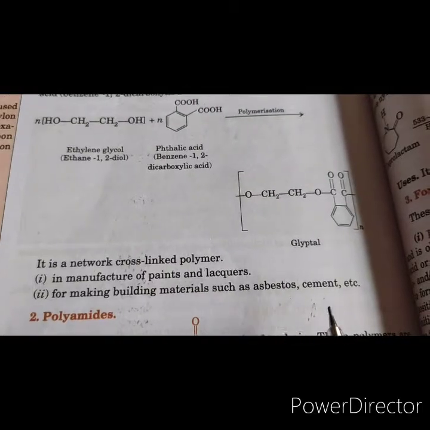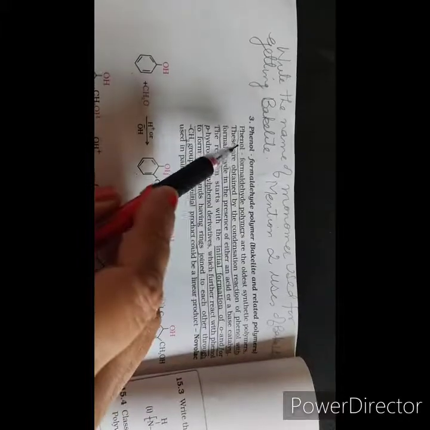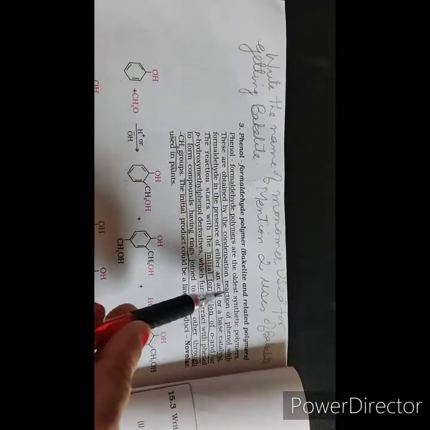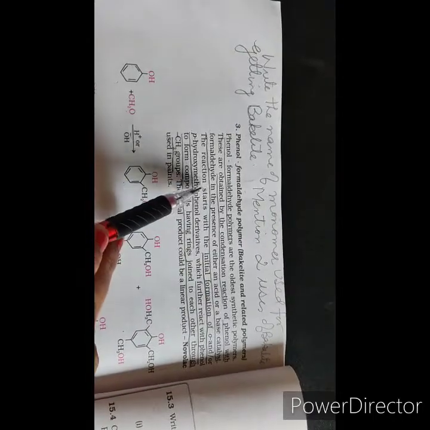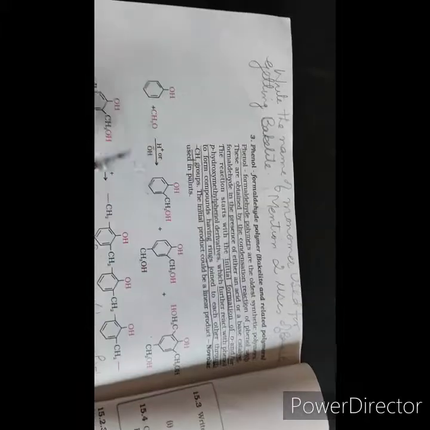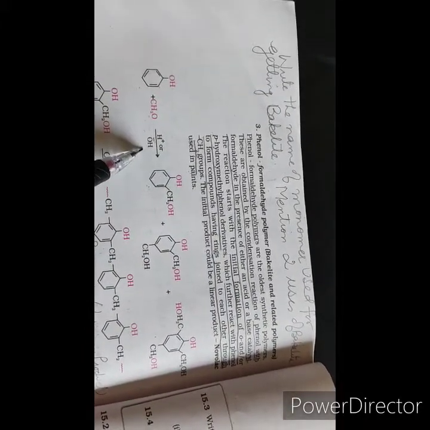So this is important regarding the polyamides and polyesters. Let's discuss phenol formaldehyde polymer. This is obtained by the condensation reaction of phenol with formaldehyde in the presence of an acid or a base catalyst. We can see here, this is phenol, this is formaldehyde, this is an acid or a base catalyst.